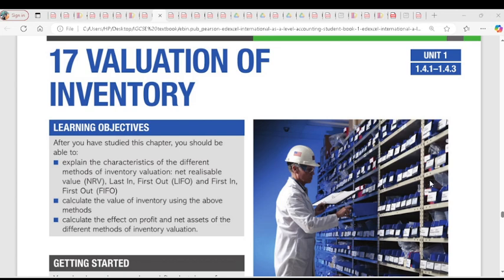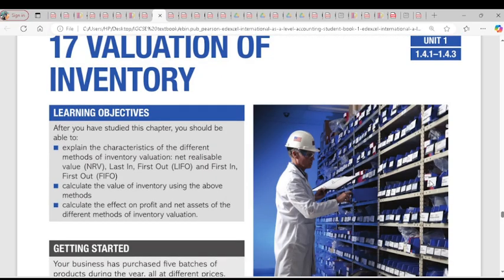Chapter 17, accounting, valuation of inventory. When we talk about valuation of inventory, we're simply talking about how inventory is valued in terms of the amount we place on it and how we get to its final figure. At the end of it all, we need to know the value of our closing inventory. That is the point. What do we have left? That is what inventory valuation is about.